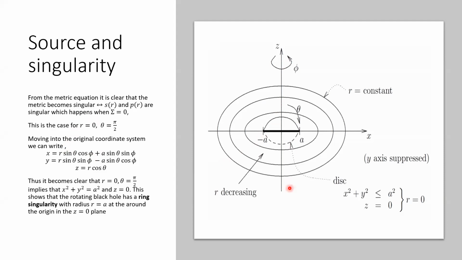Now, if we build a Cartesian coordinate system with the origin at the source, then we can write x, y, z in this form, and sigma equals 0 implies that r will be equal to 0 and theta will be equal to pi by 2. So this will lead to x square plus y square equals a square and z equals 0. So basically this will form a ring-like singularity, where the interior of this designates a singularity in the metric. So we can see that the ring will be located around the origin in the z equals 0 plane with a radius of small a.